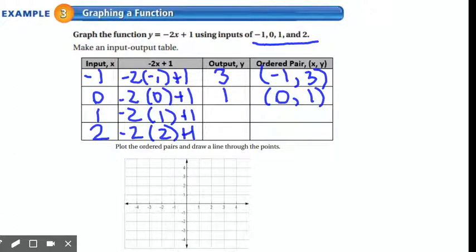All right. The next output is negative 2 times 1, which is negative 2, plus 1 gives us a negative 1, making our ordered pair 1, negative 1.